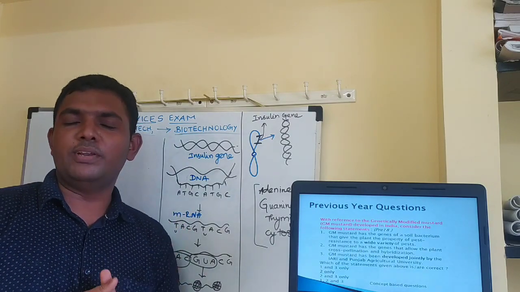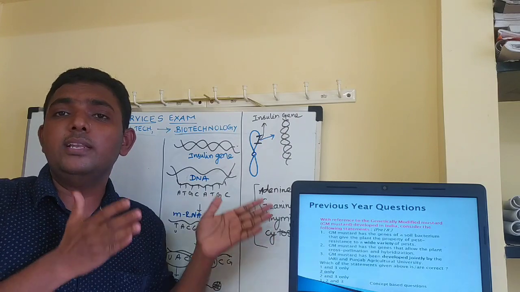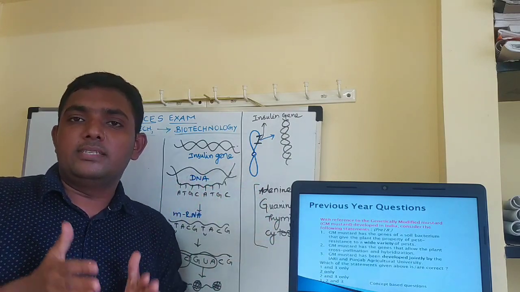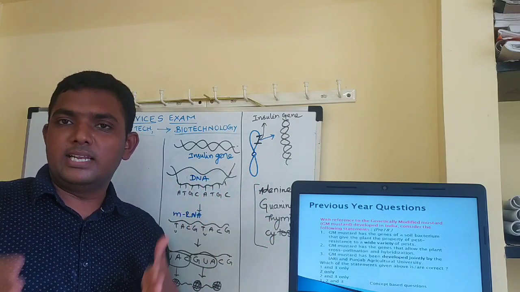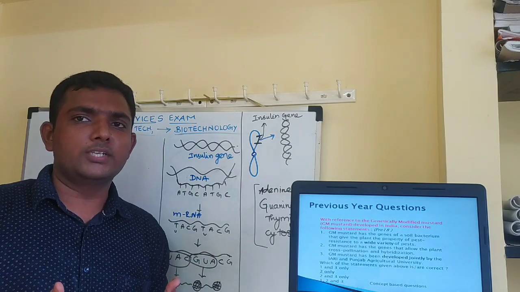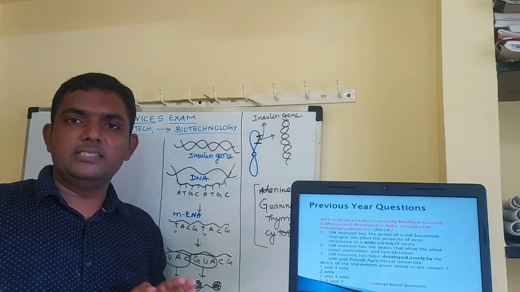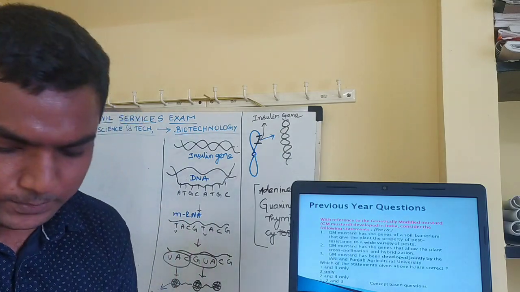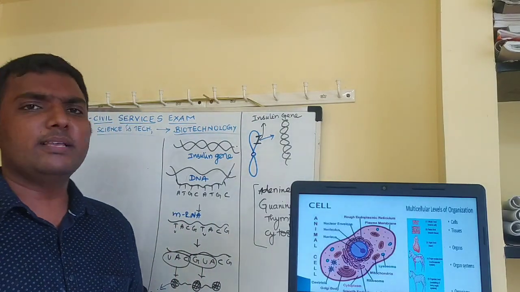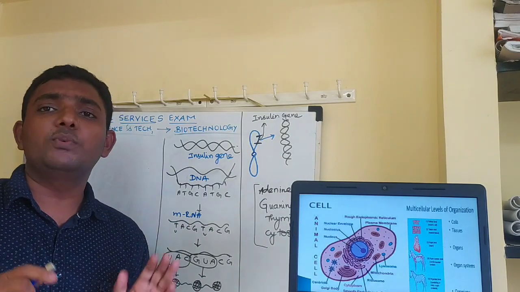And this year, in prelims 2020, they asked a comparison between plant cell and animal cell. They gave three statements about a plant cell and an animal cell and asked us to choose which is correct. So before going to biotechnology, you should know some basics of biology, which will help you. To begin with the basics, let us start with a cell.